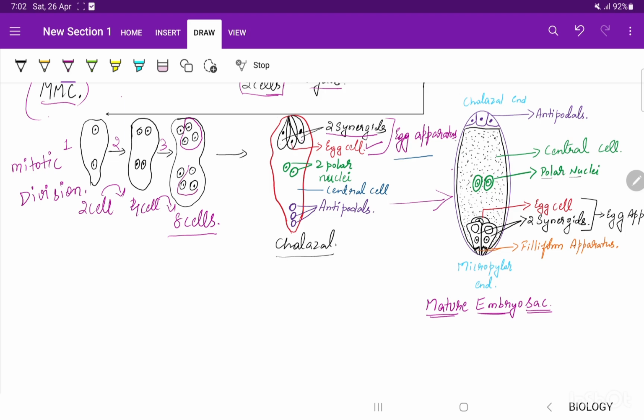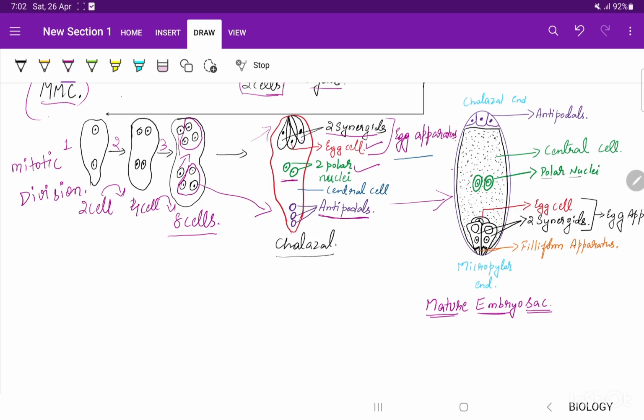And the other 3 from the chalazal end arrange in the same chalazal end to form antipodals. These are called antipodals. The other 2 which are remaining move towards the center. They are called polar nuclei. One of the main important features here is that when the mitotic division takes place, there is no cell wall formation of the cells. They remain free as nuclei.